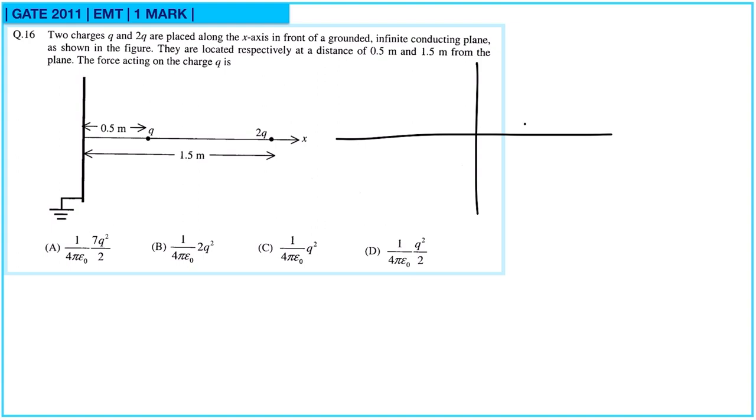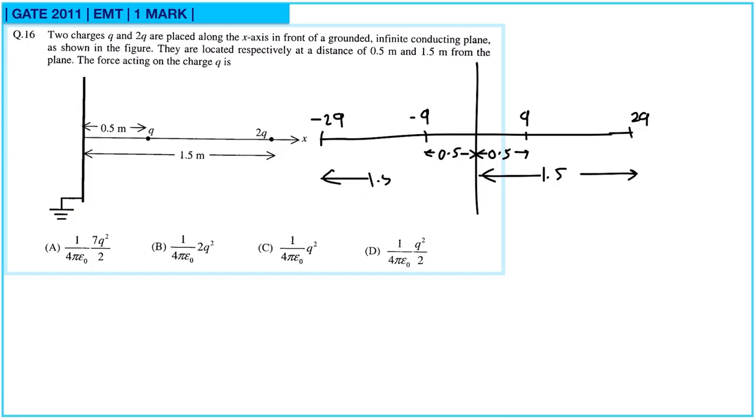So this is the case. At this point here we have Q, so at the same distance we will have minus Q. Here we have 2Q, so here we will have minus 2Q. This is at distance 0.5, this is also at distance 0.5, and this distance is also given. So this is 1.5 and this will also be 1.5. And we have to find the force acting on charge Q.